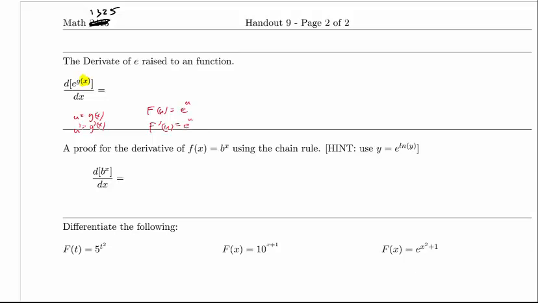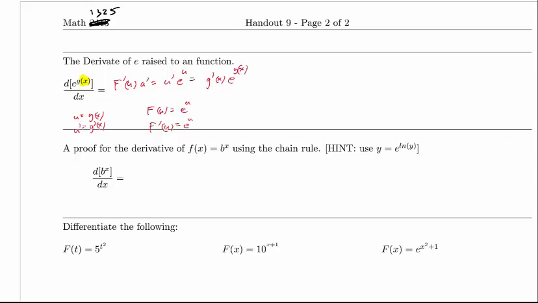All right, so let's put all this together. Again, what does this equal? This equals f prime of u times u prime. And so when we look at this, this is simply going to be u prime times e to the u, which again is another way of saying g prime of x times e to the g(x).